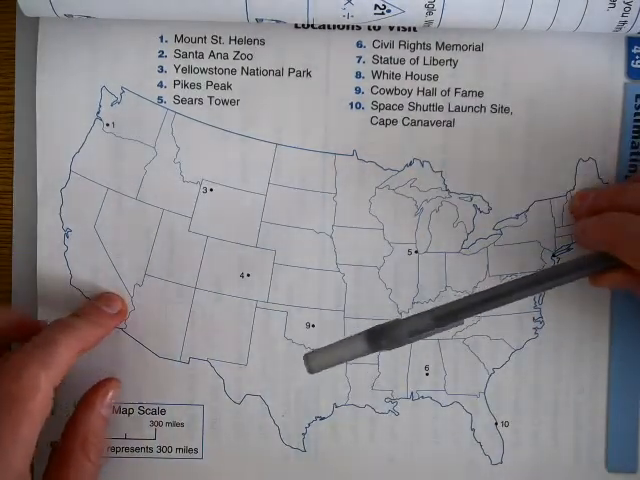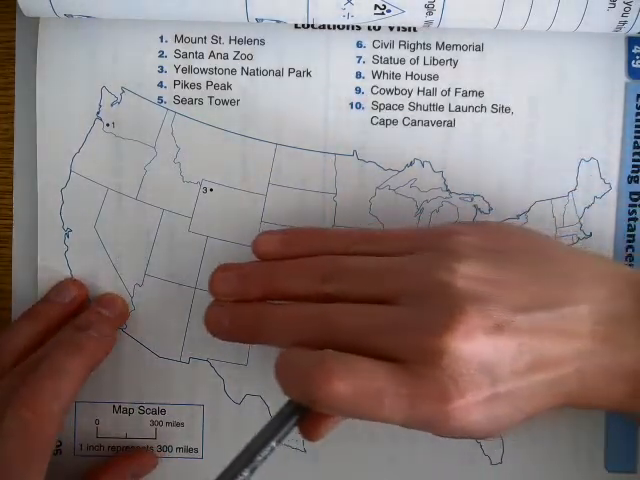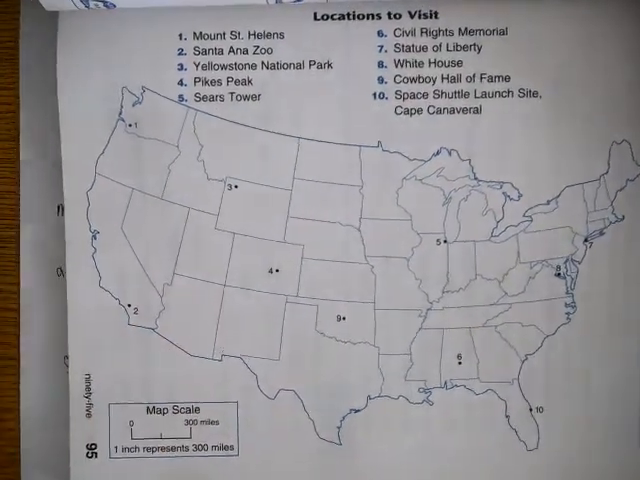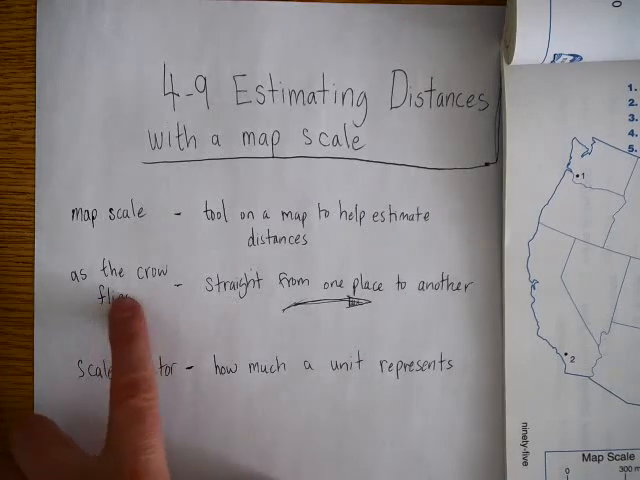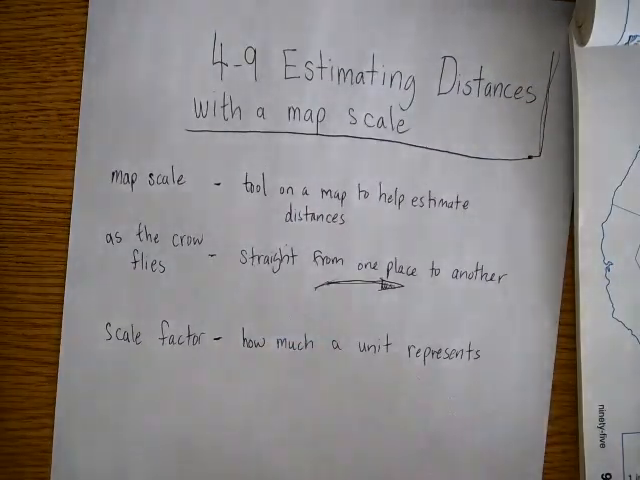The problem is, we're not crows, so we can't just fly over everything. We have to actually take the road when we go. But if we look at the distance from one point to the other, that's called as the crow flies, the straight distance.